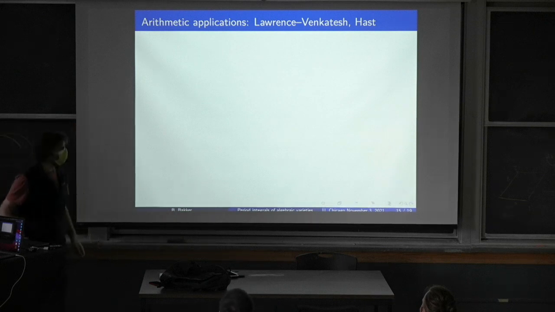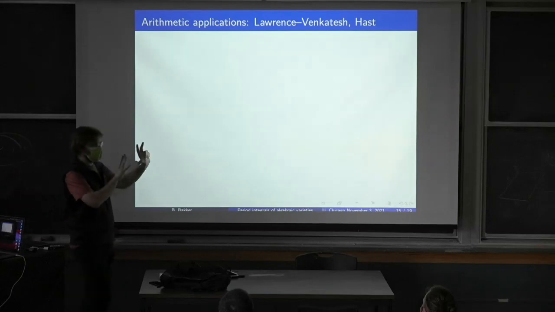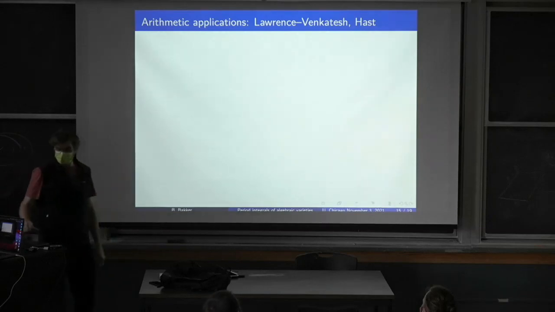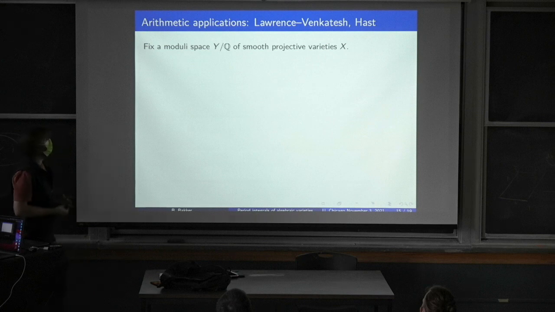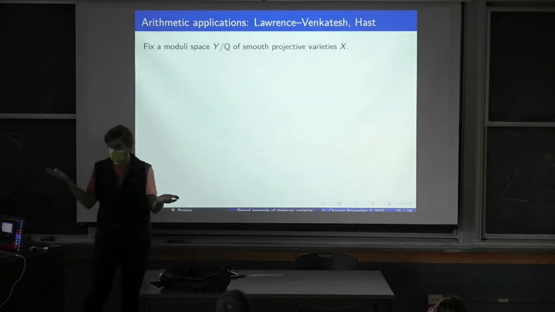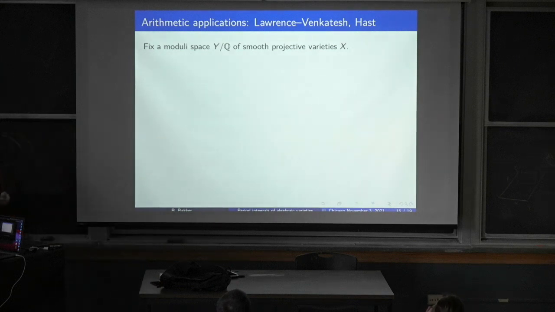This is, I want to say a little bit about work of Lawrence, Venkatesh, and Hast on using Hodge theory very much over C to deduce actual arithmetic consequences. Okay, so I apologize. This is going to be maybe not for the experts, but for people who are a little more acquainted with algebraic geometry. So let's fix some moduli space Y of smooth projective varieties. So you can think of Y as being the moduli space of genus g curves, or the moduli space of abelian varieties, or the moduli space of one of the other examples I gave, such as Calabi-Yau manifolds, with a particular definition.